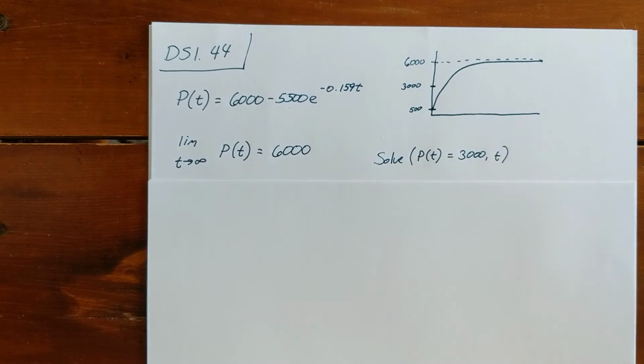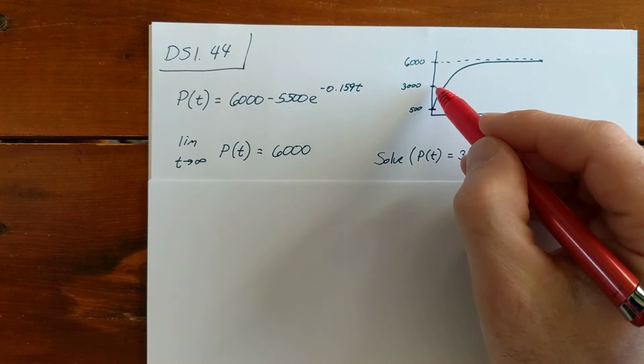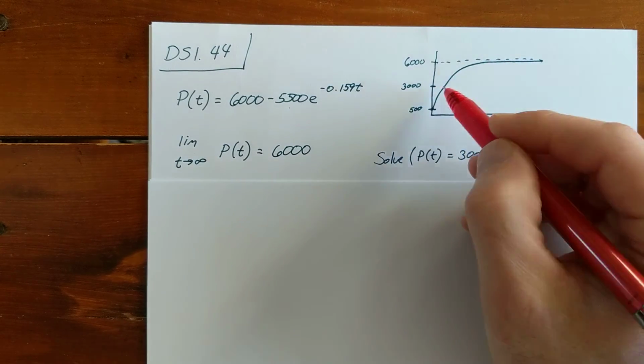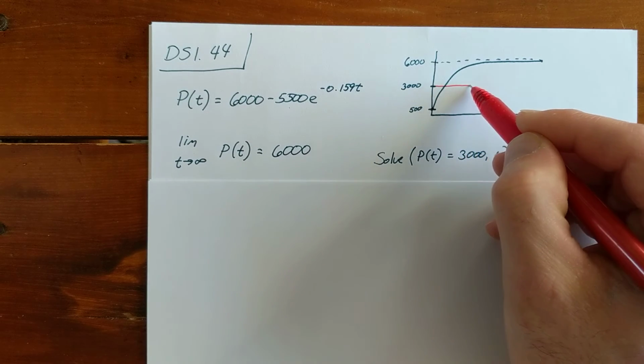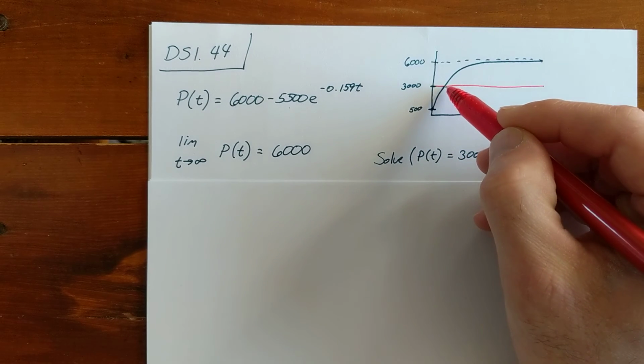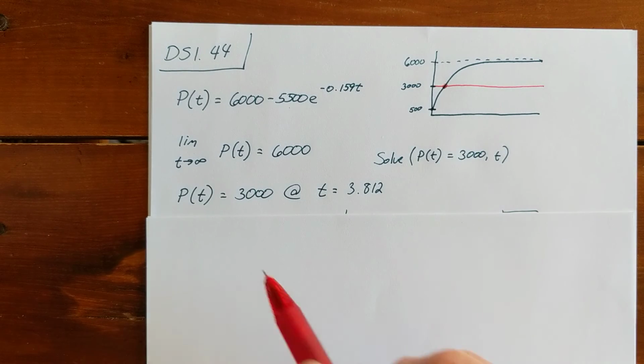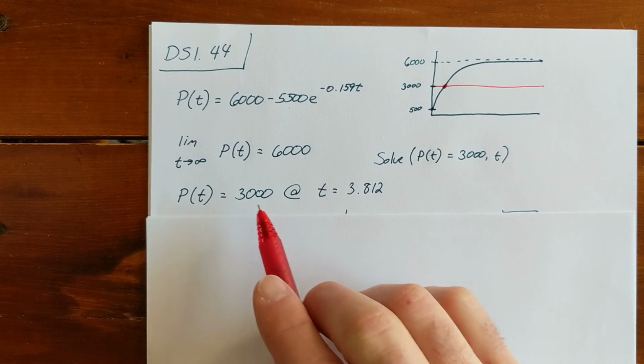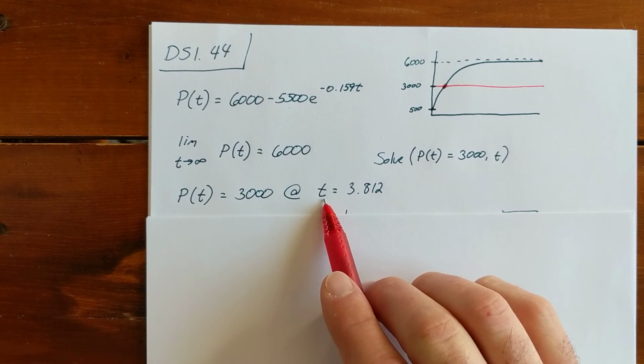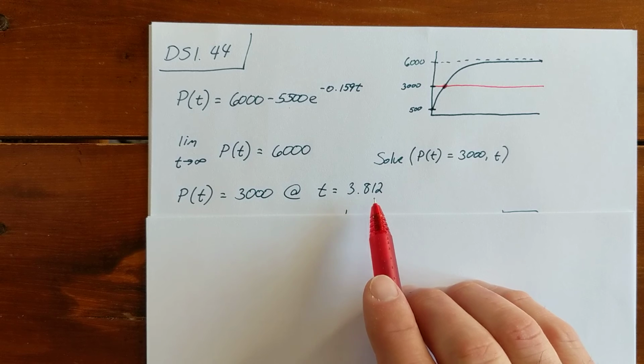Or we could have done it old school, the way you might have done it in Algebra 2, where you graph this function and you also graph the line y equals 3,000 and simply find the point of intersection right there of where those two hit. But in either case right here, we find that the population function is equal to 3,000 at a time when t is equal to 3.812, and that was measured in years.